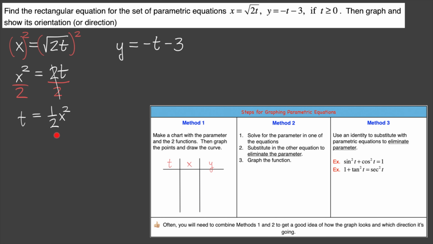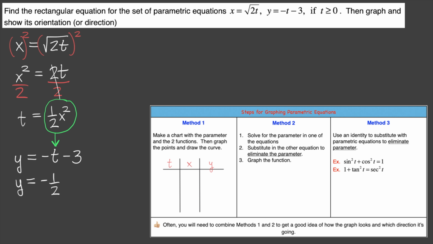So now we're going to plug that into our equation here for y in terms of t. I'm going to take this guy, and I'll go ahead and circle it. So there's our t value. We're going to plug it in right here for t. So this is going to become y equals negative 1/2 x squared minus 3. Okay, so there is our equation in rectangular form, eliminating the parameter.